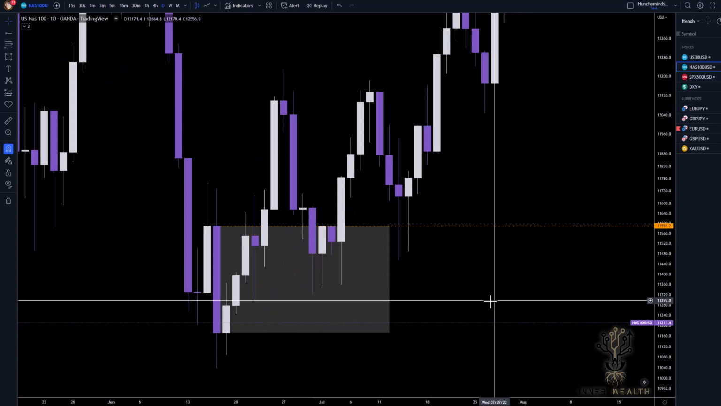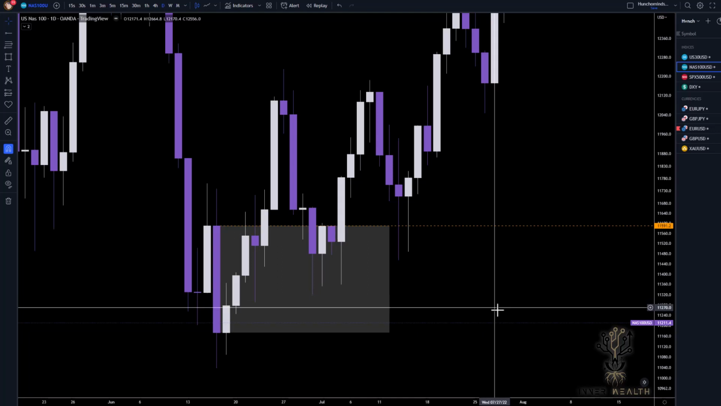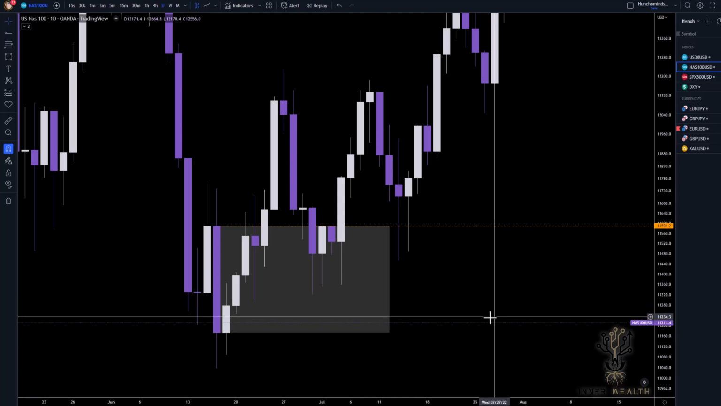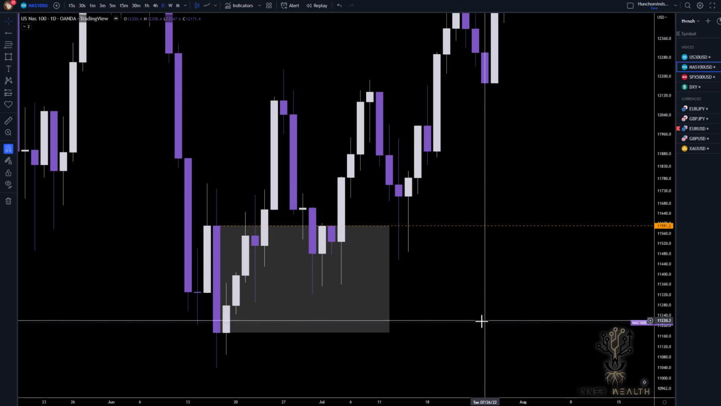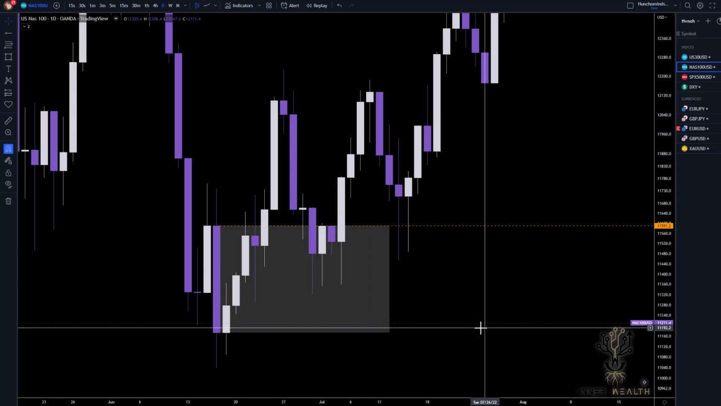Write this down. Previous levels of support and resistance can be played multiple times. Previous areas of support and resistance can be played multiple times. I'll show you guys here.